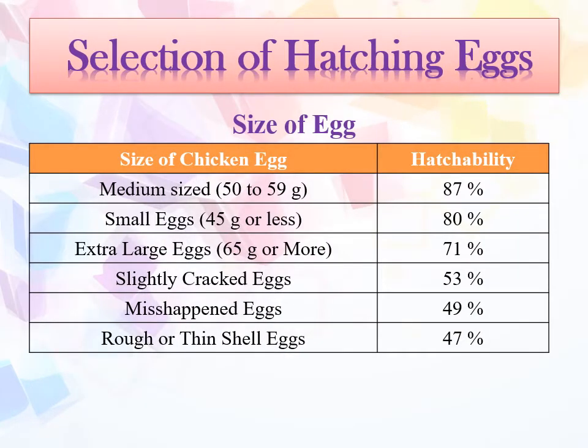So here you can see why we should select the medium size egg, because the hatchability will be highest in medium size. Hatchability is 87%. What is hatchability? It means the percentage of chicks born out of the total number of eggs put for incubation. Suppose for medium size egg, we have put 100 eggs in the incubator and hatcher, then after 21 days, out of these 100 eggs, 87 chicks are born. So the hatchability is called 87%.